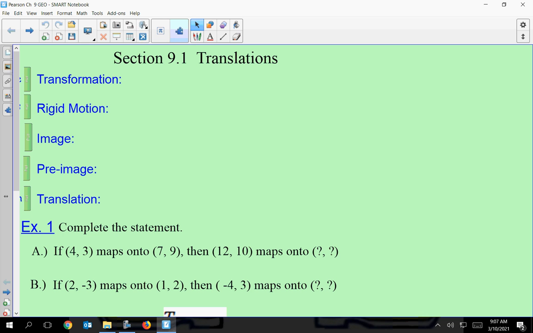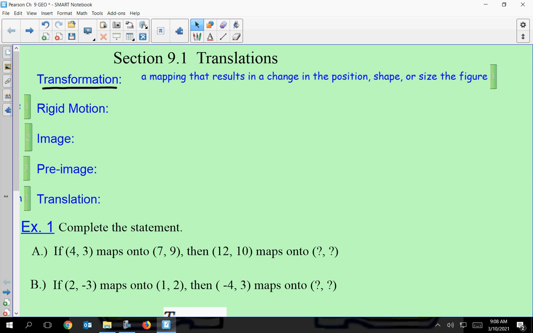It's a specific one, but there's a broader term, I call it an umbrella, that defines all the different kinds of movements that we're going to do in this chapter. The first one is transformation, and the definition for that is a mapping that results in a change in the position, shape, or size of the figure.